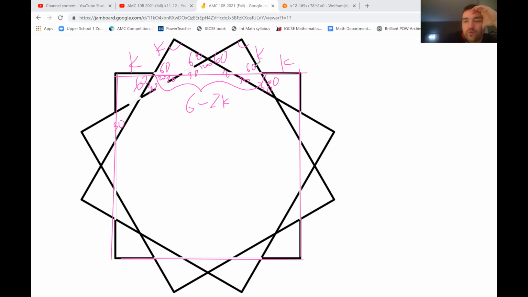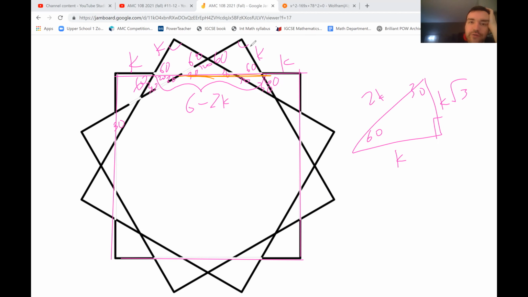let's think about it. Knowing the 30, 60, 90 right triangle is key to solving this problem. If this distance is k, this would be k root 3, and this would be 2k. So that tells us that the hypotenuse of this triangle here is 2k, because the 30-degree side is k, so the orange piece must be 2k, right?